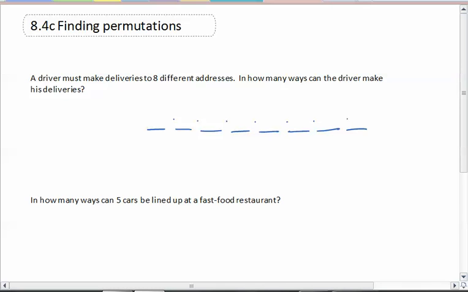does matter. So if we're going to have 8 deliveries to make, and 8 different addresses, we take a look at our first stop. How many different places could we stop if we have 8? Well, 8 different choices. After I make my first stop, though, I only have 7 from which to choose. And then 6, and then 5, and then 4, and then 3, and then 2, and then, of course, my last stop.